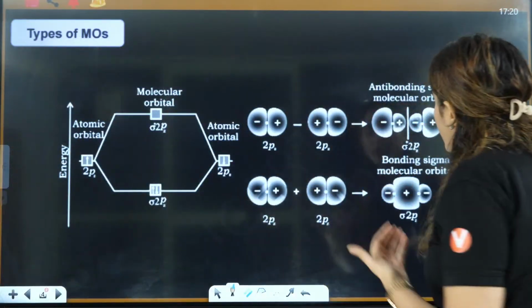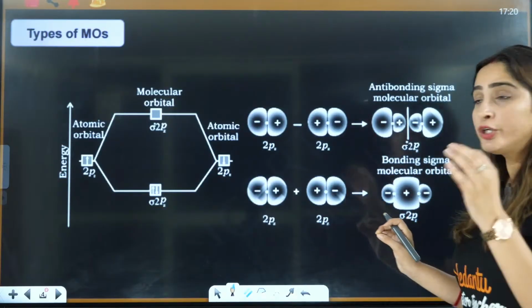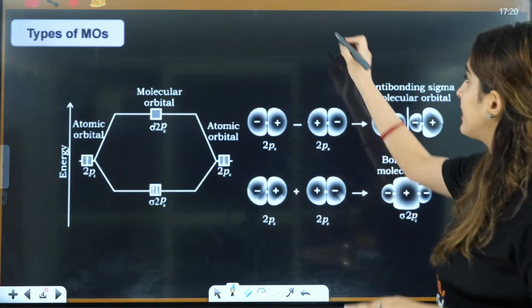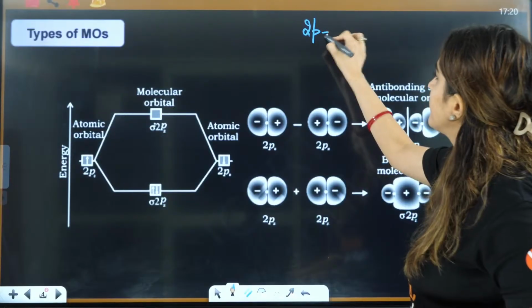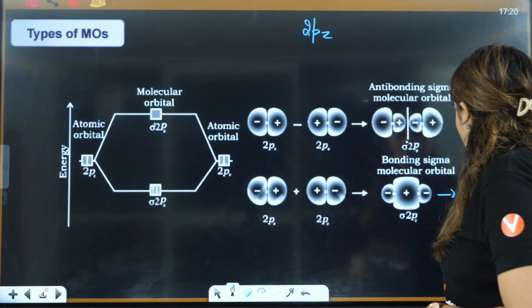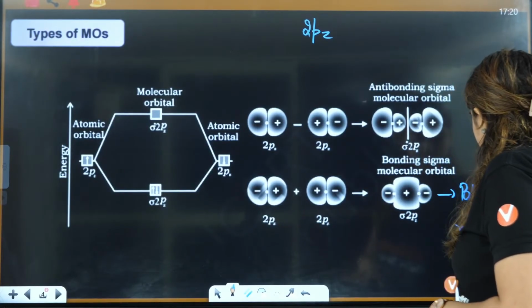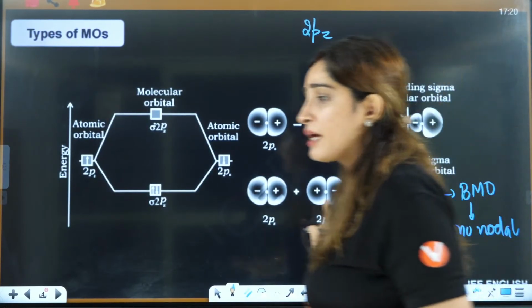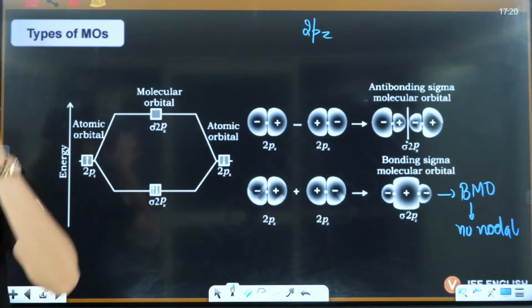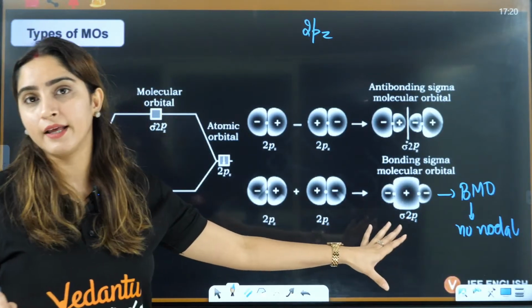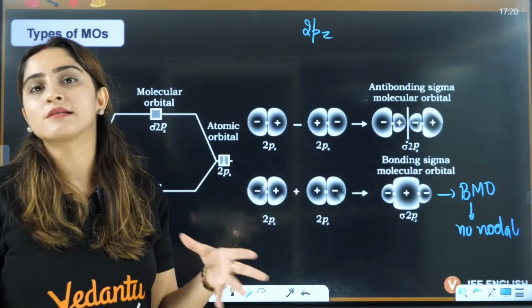Now what you will see here is that in 2pz, in the bonding molecular orbital, you have no nodes. There is no nodal plane here. Can you see any node here? No, right? There is no node present here. There is no point where the electron density is 0.